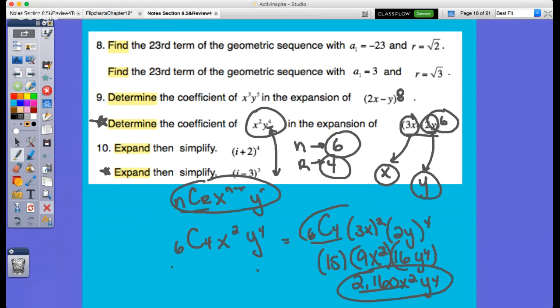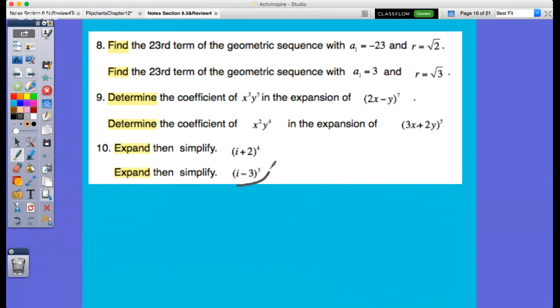Remember that this is all one term. So it's not like I am distributing this value to each part, but in fact, we just multiplied the values there, 15 times 9 times 16 to get one specific value. Cool? All right, i minus 3 to the third.